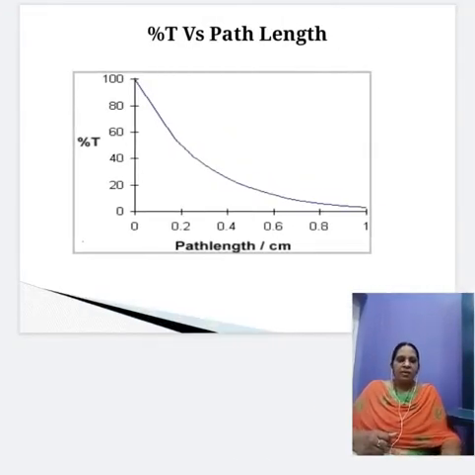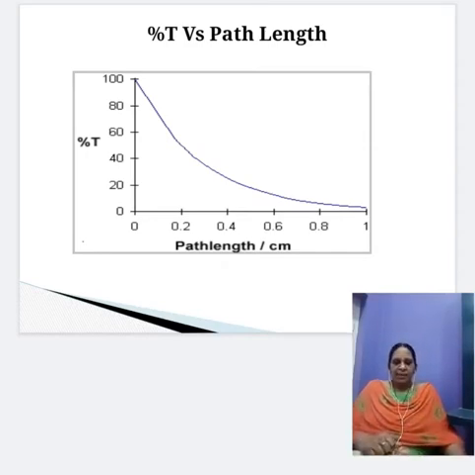In the next slide, we are plotting a graph between percentage transmittance versus path length. As I told you, it depends on the transmittance rate, and also depends on the path length of the medium. Okay, how much material through which it travels. So there exists a relationship between percentage transmittance and path length. When you are plotting the values of percentage transmittance and path length, it is observed that there is an exponential decreasing curve with path length.